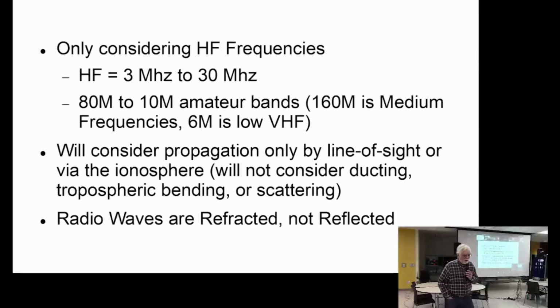I'm going to consider propagation only by line of sight or via the ionosphere. We'll not consider ducting, tropospheric bending, or scattering. And one of the important things to remember is that radio waves are refracted. They're not reflected. When they go up and hit the ionosphere, the change in charges that they come across causes them to bend. So the radio waves are not bouncing off, they're bending.